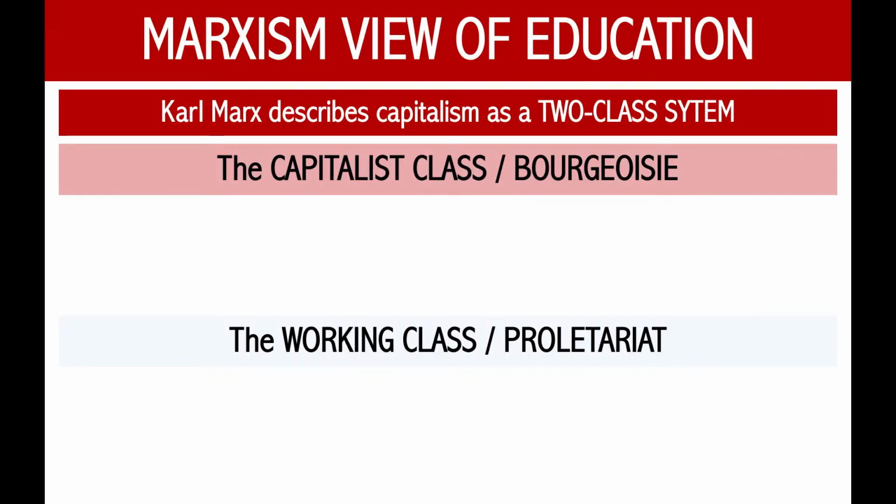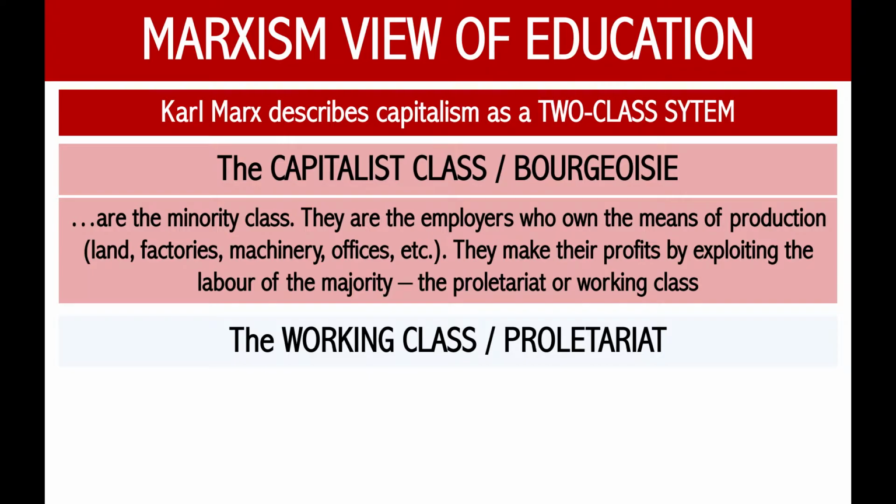So Karl Marx then describes the capitalist system as being a two-class system. And he says the system is made up of two distinct classes. So we have the capitalist class, who are the minority. They're also known as the bourgeoisie.